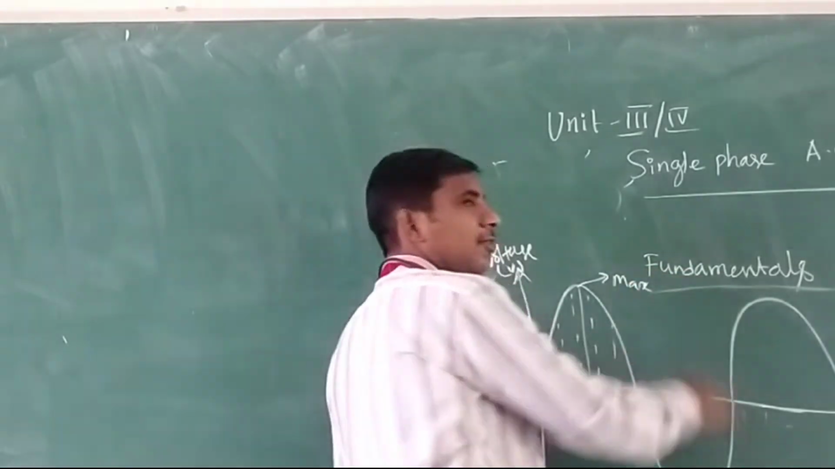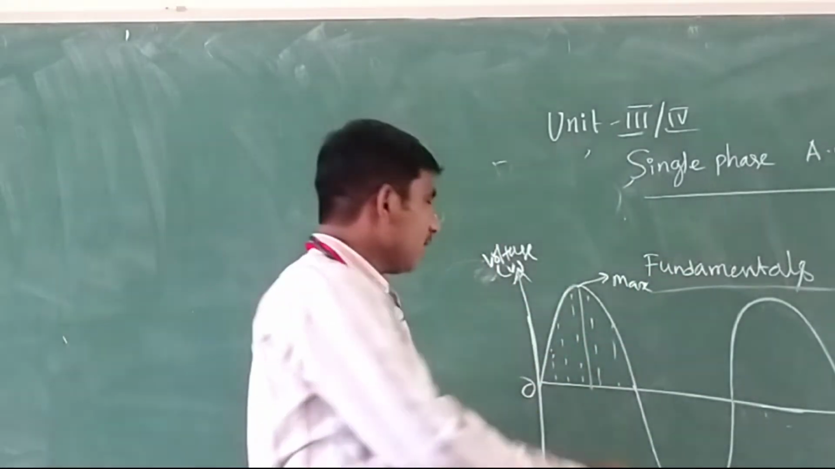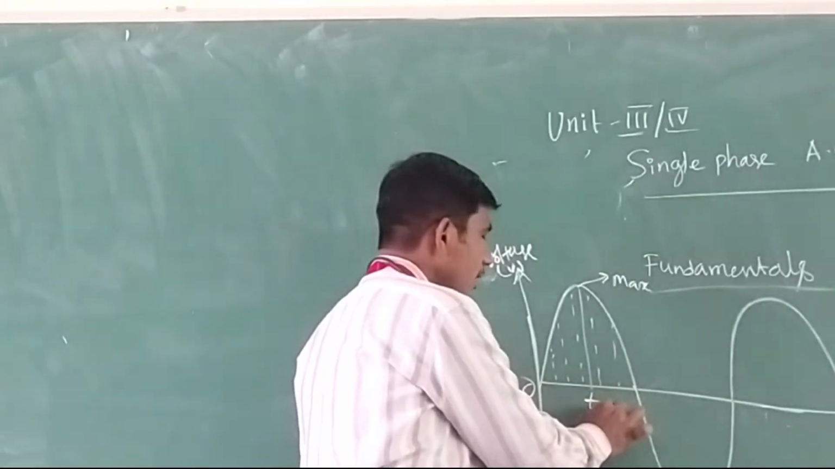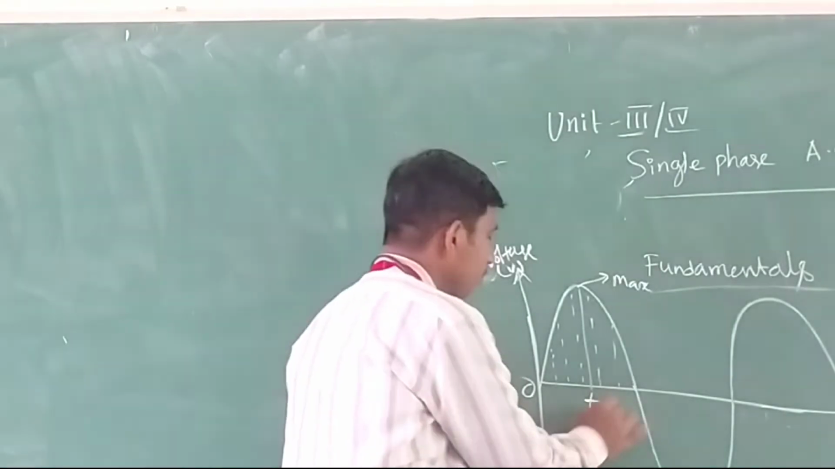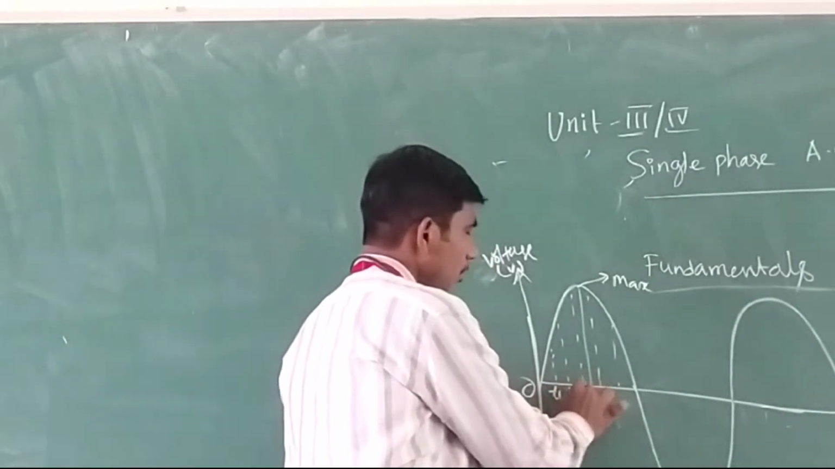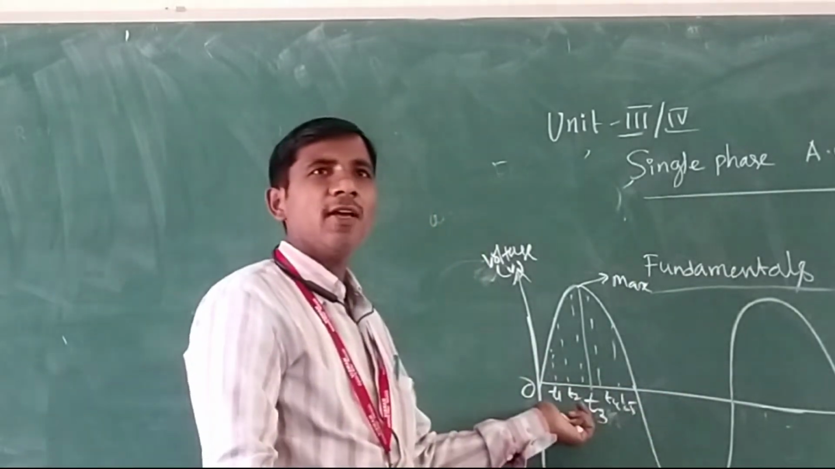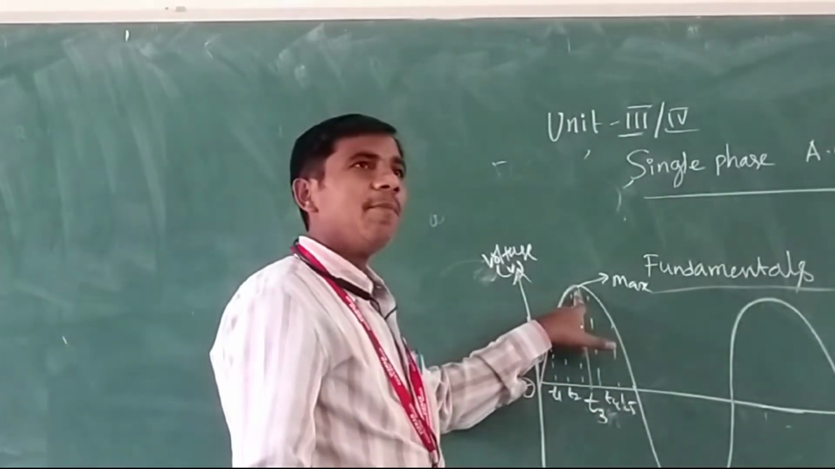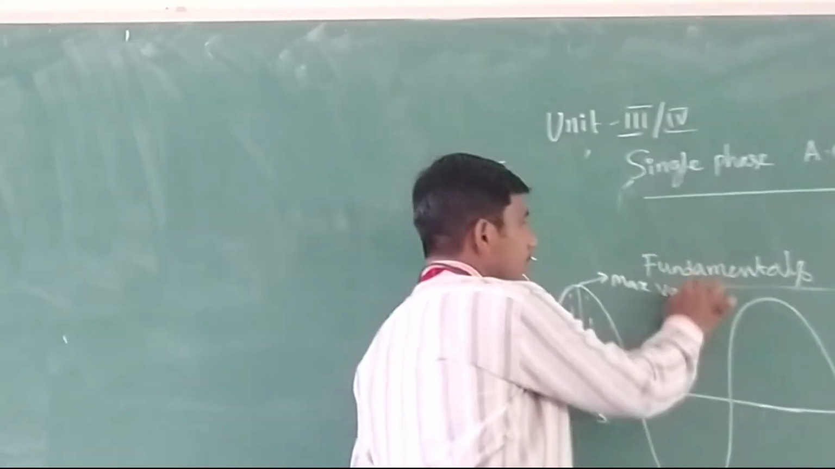What is meant by maximum value? It is the value of the signal at which the maximum amplitude appears. At time T3 or T max, or at T1, T2, T3, T4, T5, like that, there are so many instantaneous values. But at this instant, the maximum value appears across the signal. That is called the maximum value.